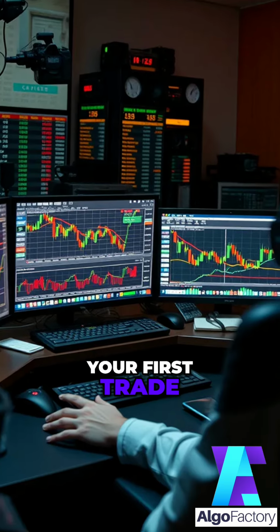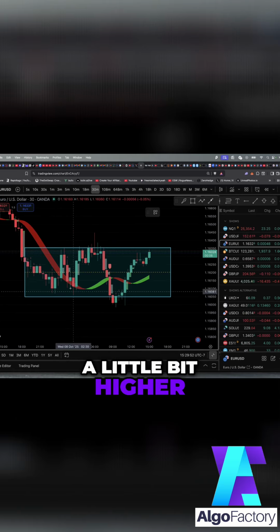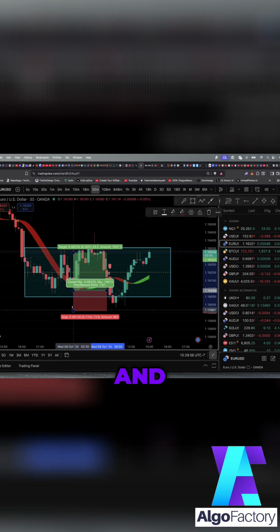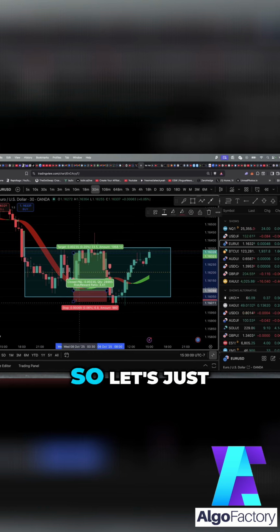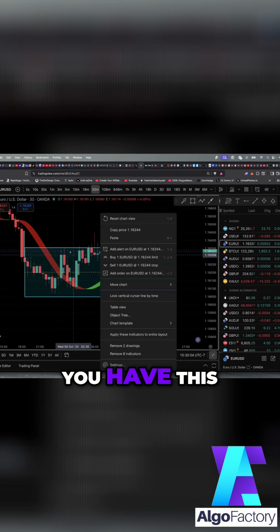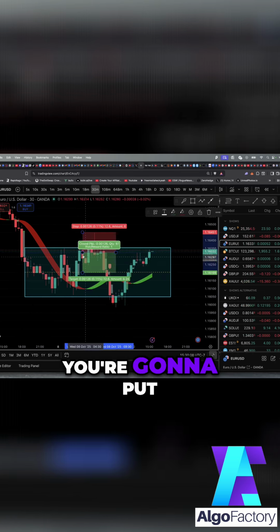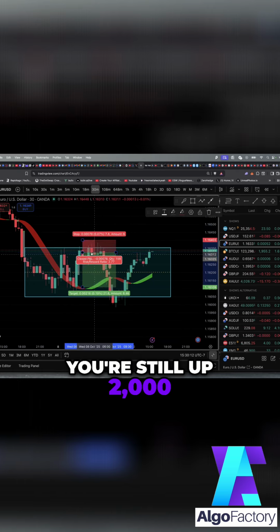This is probably your first trade where you can trade the range. You probably would enter a little bit higher based on where it was at the time, and you could reasonably get like a 3 to 1, 3.5 to 1. So let's just say 3 to 1. You put in 1,000, you pull out 3,000, right? And then you have this second trade where you put in your 1,000 and lose 1,000. Well, you're still up 2,000, right?